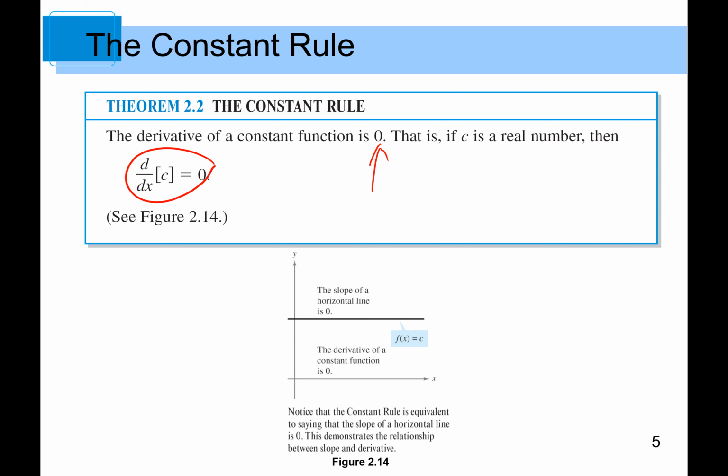Let's take a look at this graph. So we have a constant function f of x equals C. The slope of a horizontal line is always 0. That's why the derivative of a constant function is 0. So as you can see, there's a relationship between the slope of the tangent line and the derivative. Slope and derivative, actually, they are identical terms.